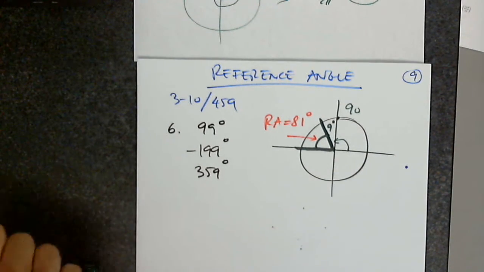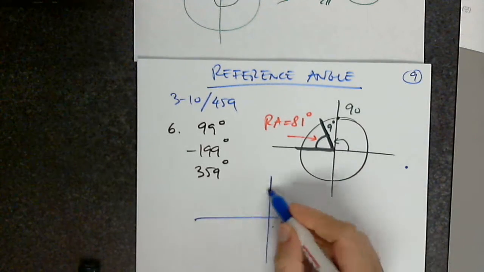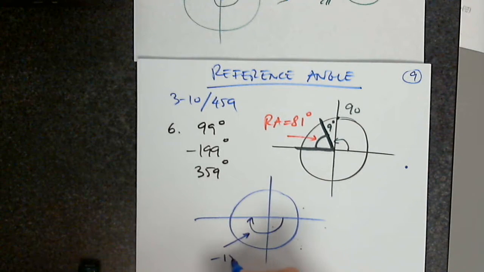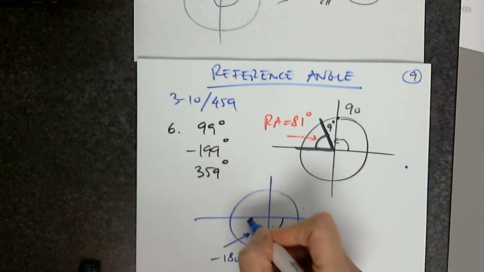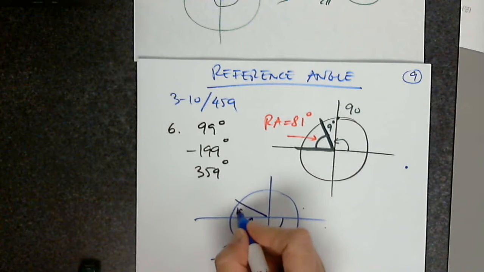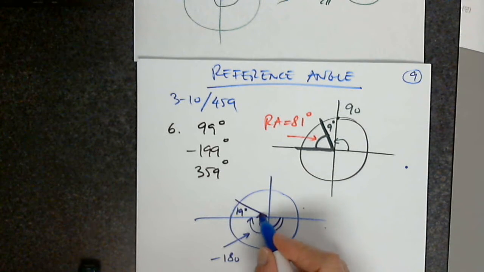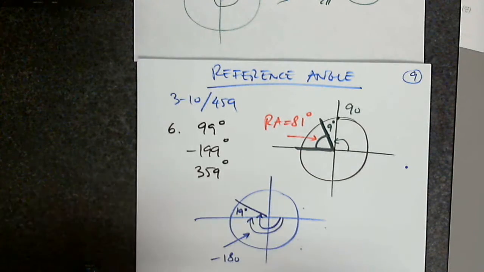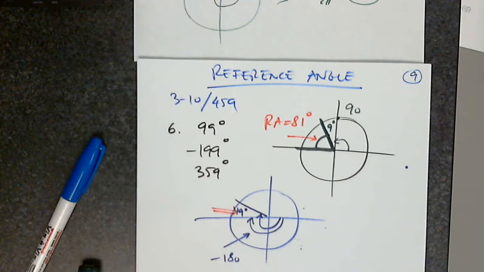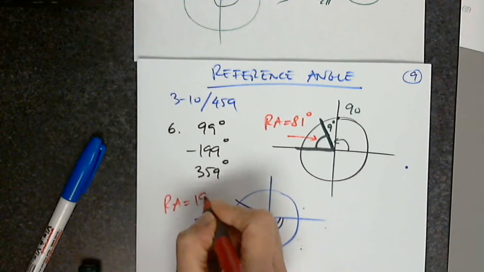Okay. Now, negative 199 degrees. I know that this is negative 180. So how much more do I go? 19. So this will be 19 degrees to get the whole angle of negative 199. Can anyone give us the RA? Very good. All RAs are positive. It's the acute angle formed between this and this. It will not have a sign. It will always be positive. Okay? So RA equals 19 degrees.